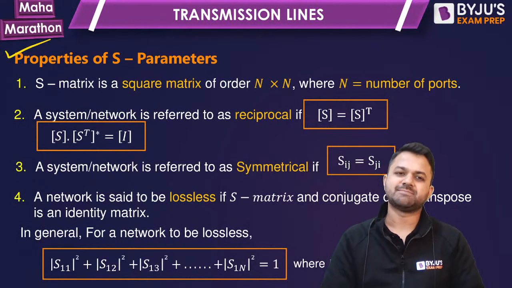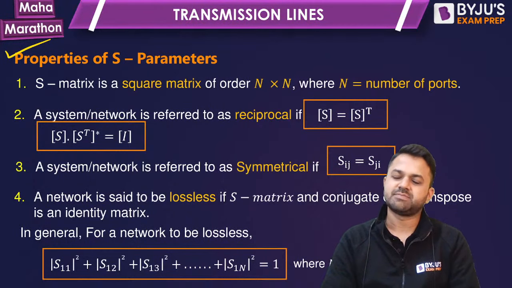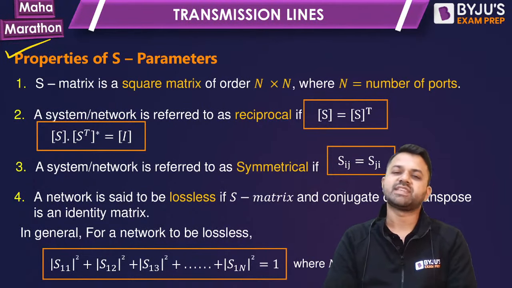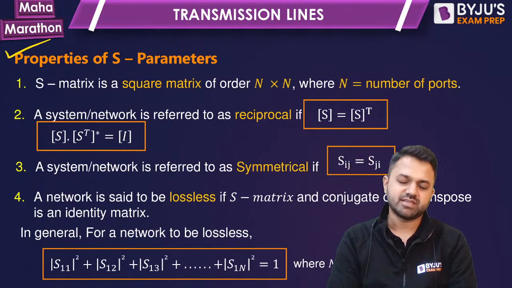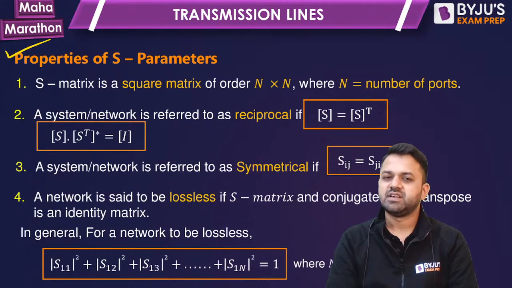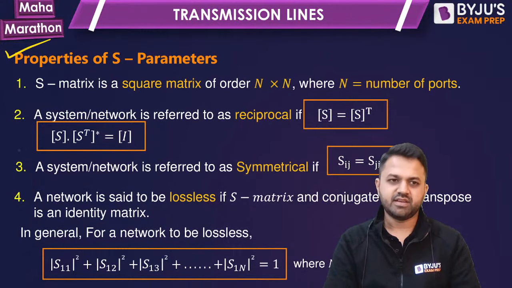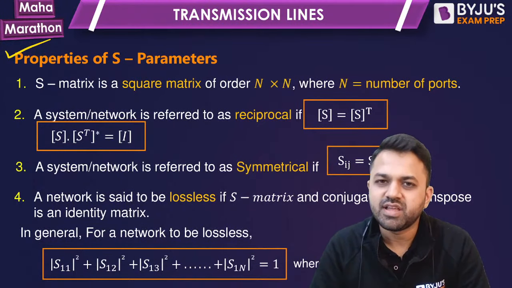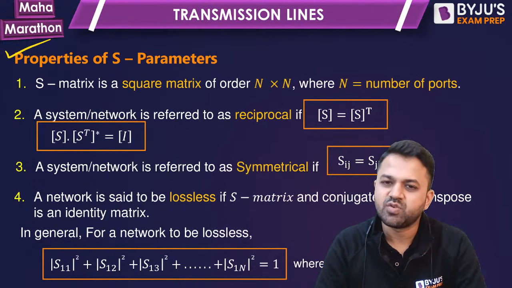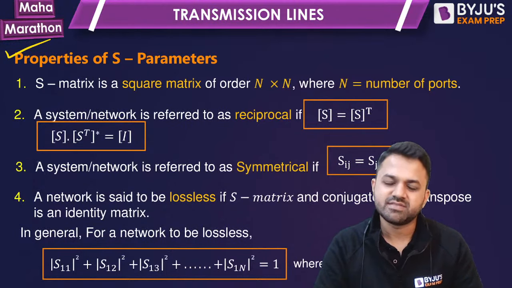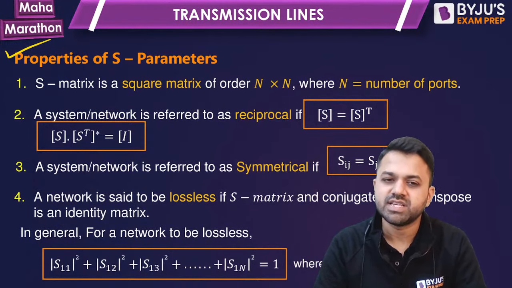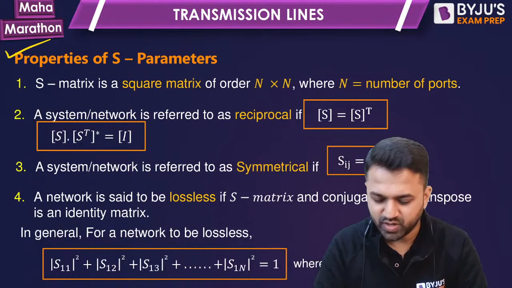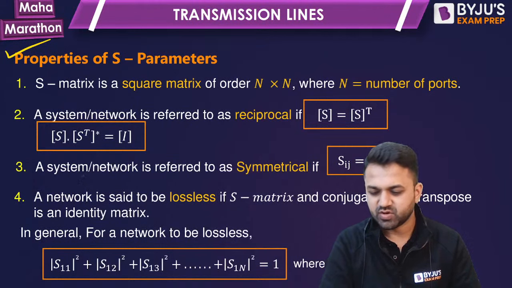So these are the properties of the S matrix. What are the properties of the S matrix? The S matrix is always a square matrix. Suppose you have a three port network, then the S matrix will be 3 cross 3, that is 9 elements. The second property is that a network is referred to as reciprocal when S is equal to S transpose. A network is said to be symmetrical when Sij is equal to Sji.